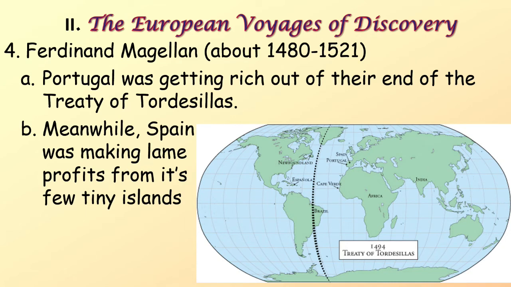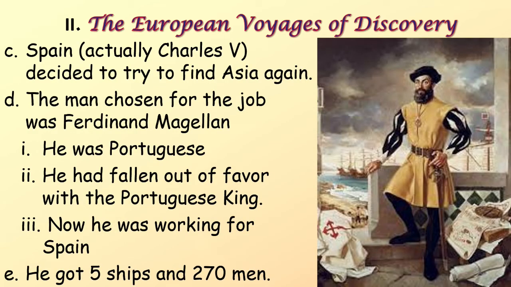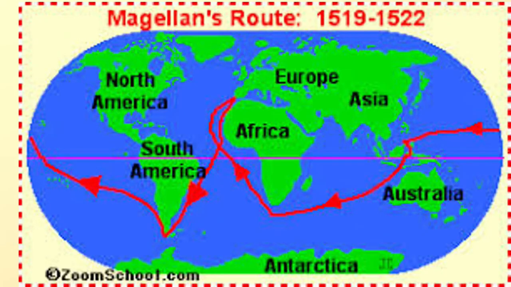Ferdinand Magellan lived from about 1480 to 1521. Portugal was getting rich out of their end of the Treaty of Tordesillas. And meanwhile, Spain was making fairly lame profits from its few tiny little islands. And so Spain, and we say Spain, actually Emperor Charles V, decided to try to find Asia again. And the man chosen for the mission was Ferdinand Magellan. He was Portuguese, actually, but he was working for Spain. He had fallen out of favor with the Portuguese king, and now he was under Spain's employment. And Ferdinand Magellan got 5 ships and 270 men. And this blurry thing is his route, 1519 to 1522.